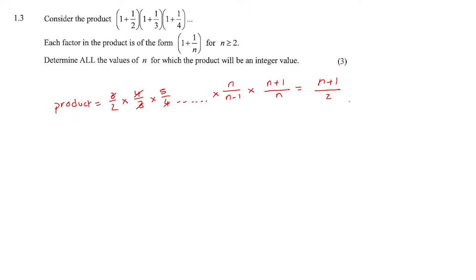If we want the product to be an integer value, we need n plus 1 divided by 2 to be an integer, so n plus 1 must be divisible by 2. Therefore, n must be an odd number, and it must also be greater than 2. Because if we have an odd number, let's say 3, 3 plus 1 gives us 4, and 4 is divisible by 2. Or 5 plus 1 is 6, which is divisible by 2.